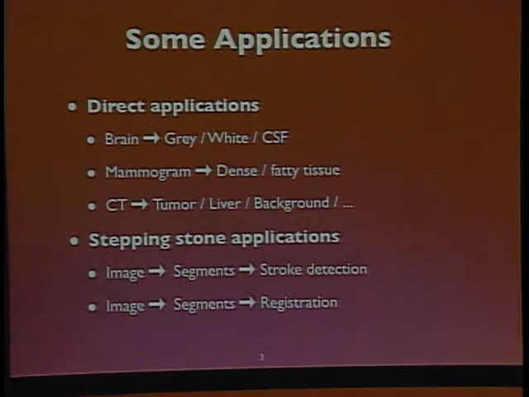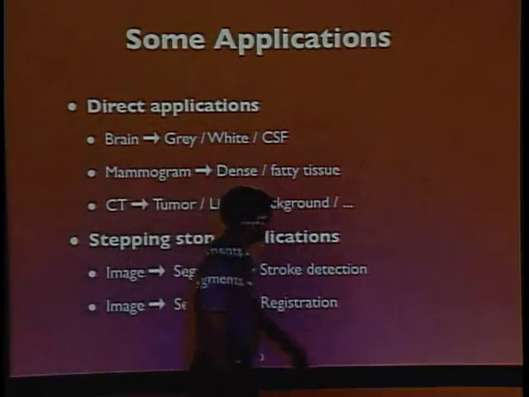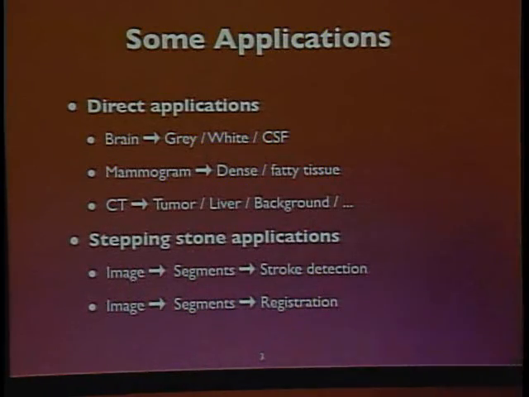And similarly, in computed tomography, you might be interested in taking a CAT scan of the liver and assigning each of the pixels in the CAT scan to one of, say, 3 different categories: tumor, or liver, or background. Then you can imagine why each one of those things is useful as an end in and of itself.